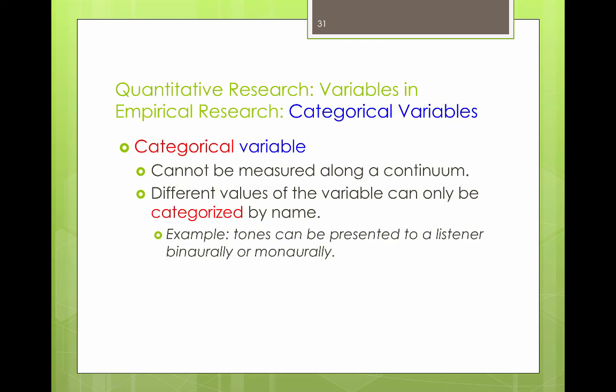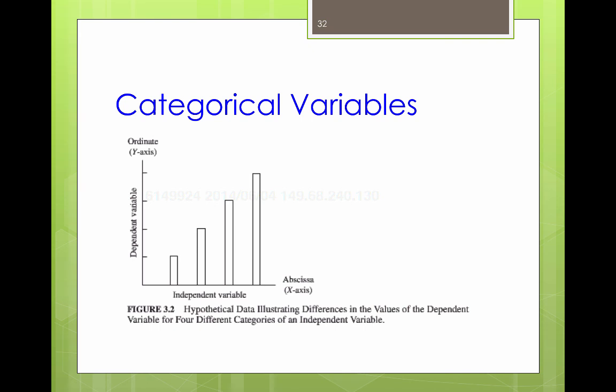A categorical variable is not measured along a continuum. Different values of the variable can only be categorized by name. For example, tones can be presented to a listener either binaurally or monaurally. So either both tones at once or one ear at a time. A category, one ear or 2 ears.